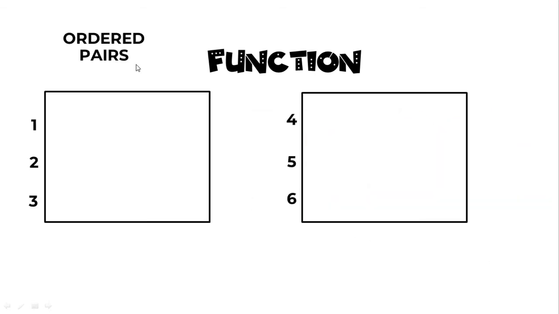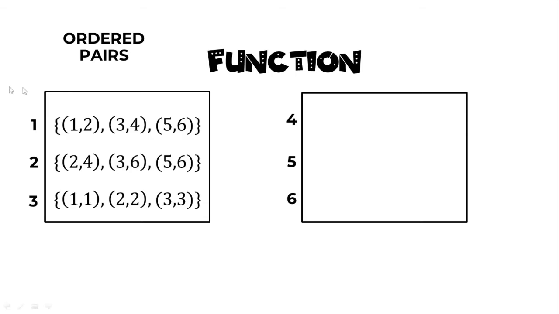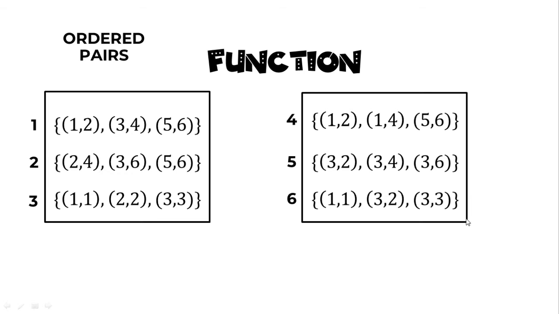So example naman tayo ng ordered pairs. We have the first box and the second box. Dito sa first box, lahat sila ay function. Samantala naman dito sa second box, lahat sila ay hindi function. So, i-analyze natin ang pagkakaiba ng dalawang box.